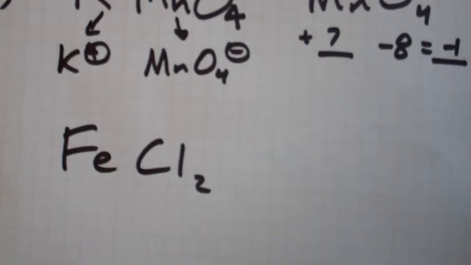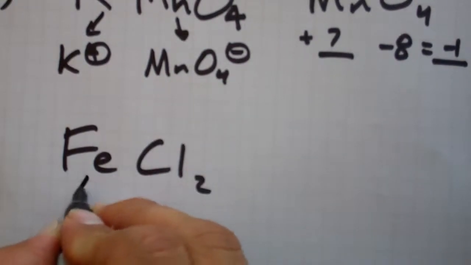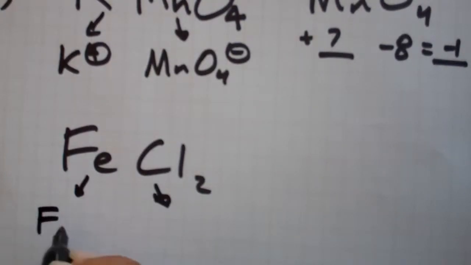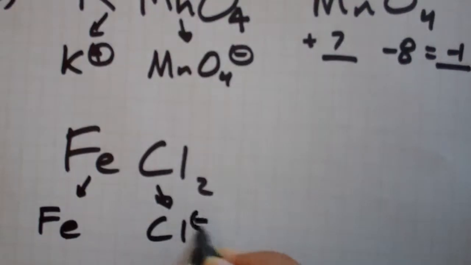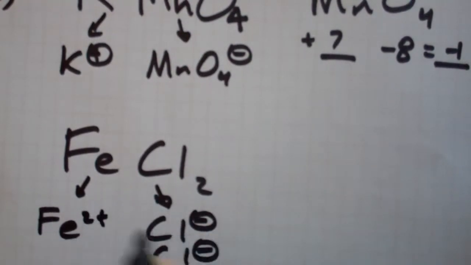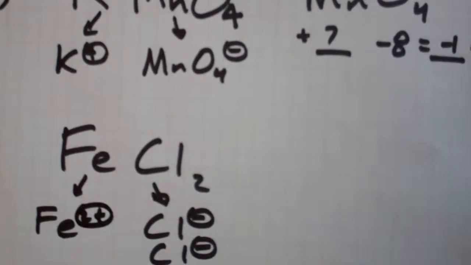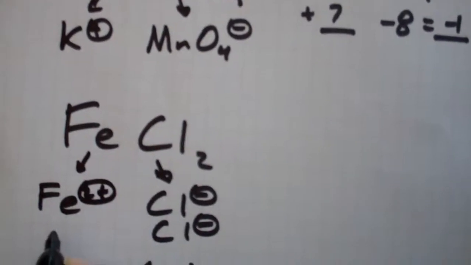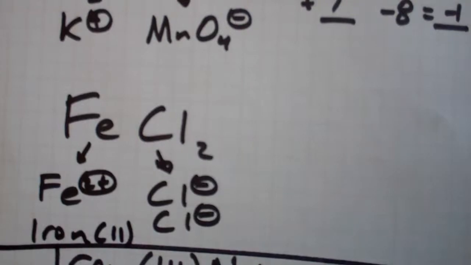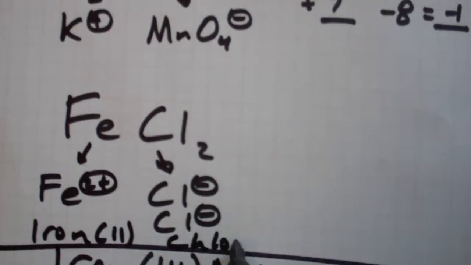Okay, let's go to the next one. FeCl2. This one has 2 pieces to it, naming it and then finding the oxidation numbers, which are related. So here's Fe, and we know that each Cl has a -1 charge. So what does this have to be? Fe2 plus. Okay, so let's name these darn things. The name of this ion is iron 2, and the name of this one here is chloride. So this is iron 2 chloride.